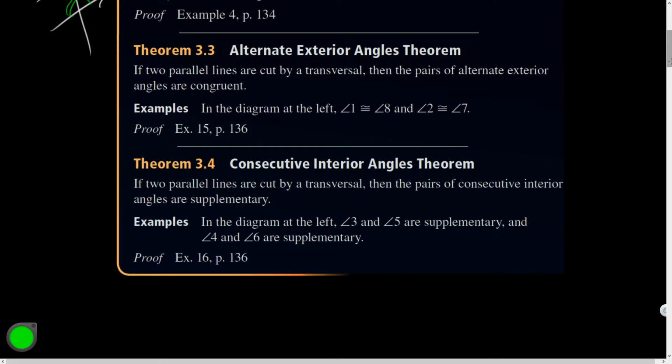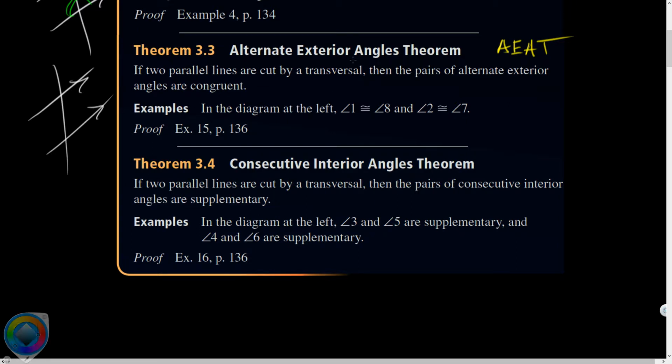So let's see. Alternate exterior angles theorem. All right. And guys, by the way, the fact that these are theorems means that once they're proven, you'll be able to reference them in other proofs of other things. That's great. So if two parallel lines are cut by a transversal, then the following is true. The pairs of alternate exterior angles are congruent. So like there and there and there and there.